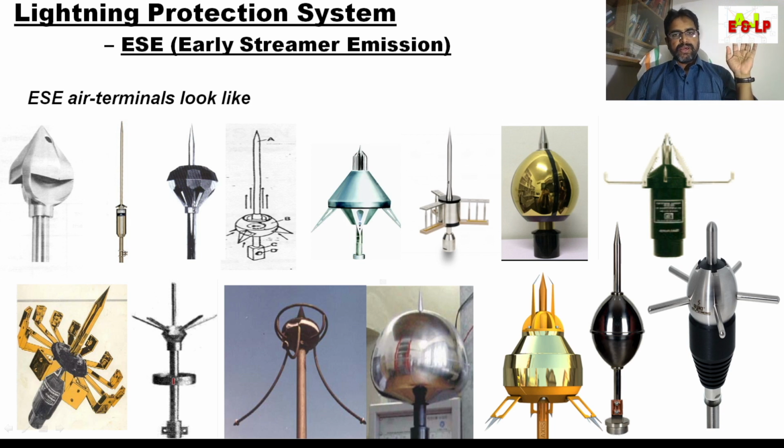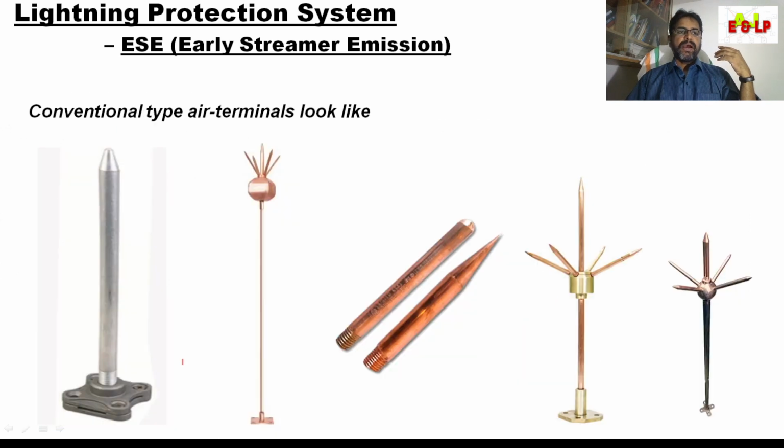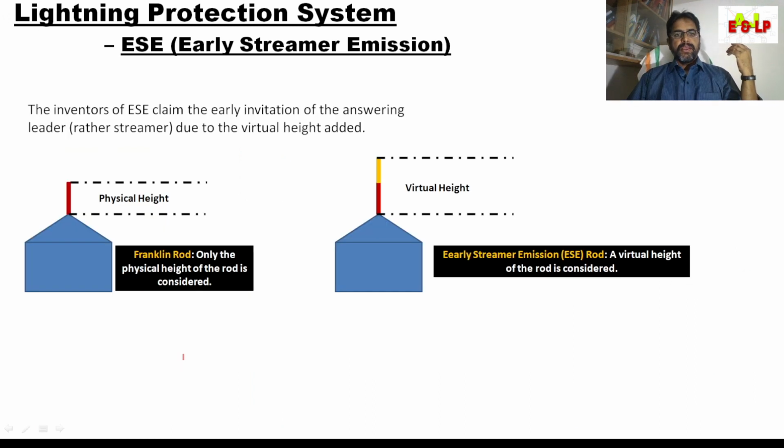And if you are looking at lightning protection for some official purpose, please see the air termination and whether it looks something like this. So it will be ESE, and otherwise it will be the simple one, the conventional type. Conventional type is simply one, just like a copper rod, something like that.